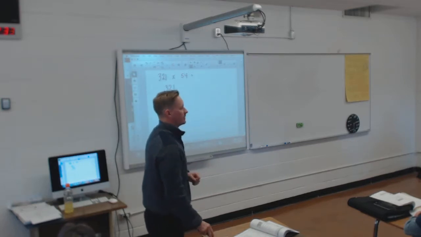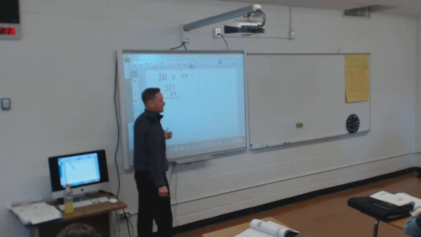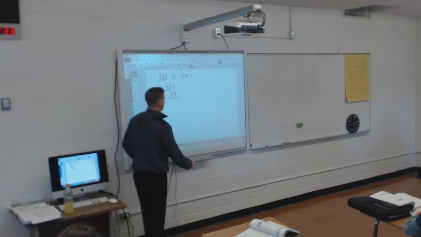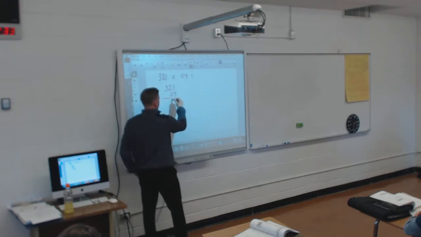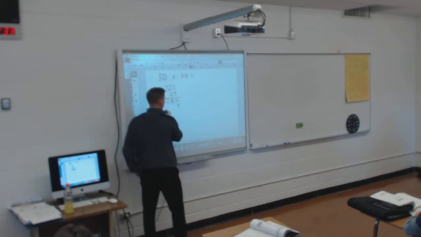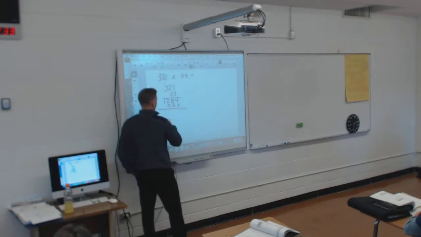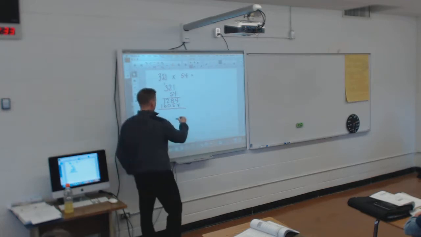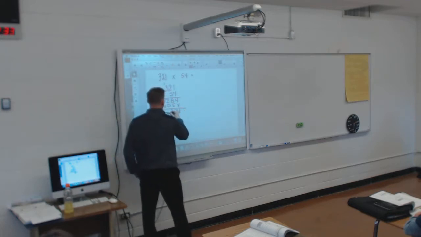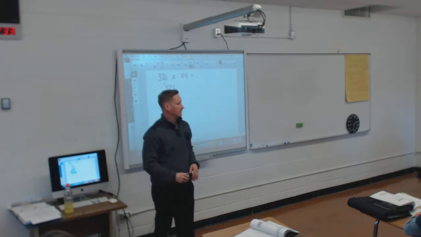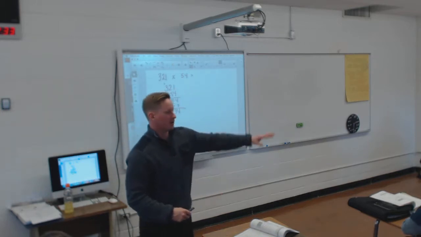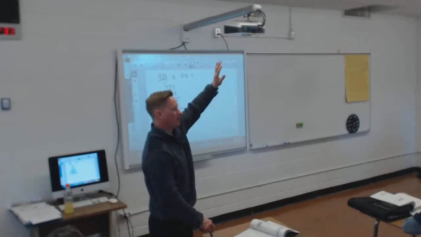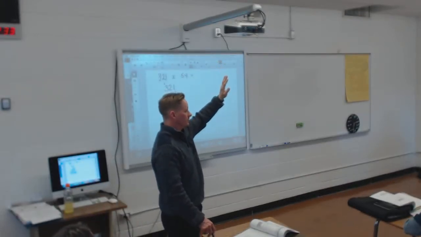So I have 321 times 54. How do I multiply this? 4 times 1, 4 times 2, 4 times 3, agreed? And then I put an X right here, right? And then 5 times 1, 5 times 2, 5 times 3, add 1. We all agree? Okay, great. 4, 3, 3, 7, 1, right? And I just add them together. Okay, so how many of us did this method? I don't care if you got it right or wrong, just how many of you did this method? Okay.